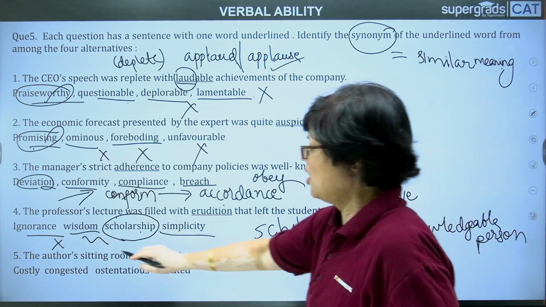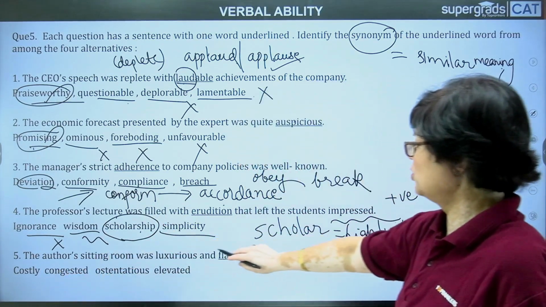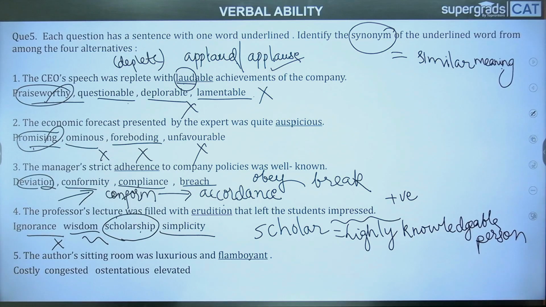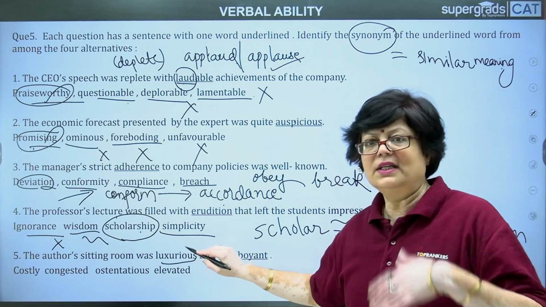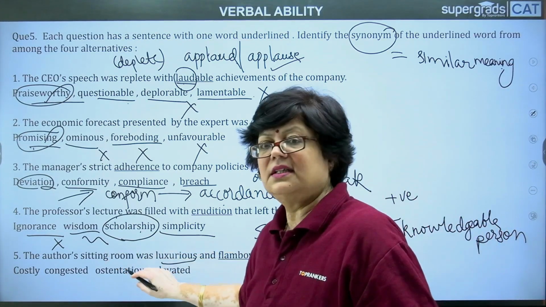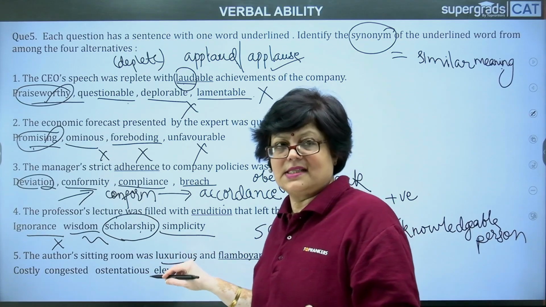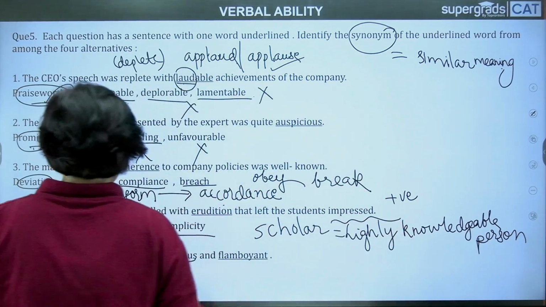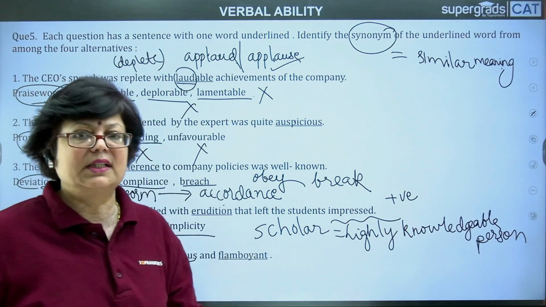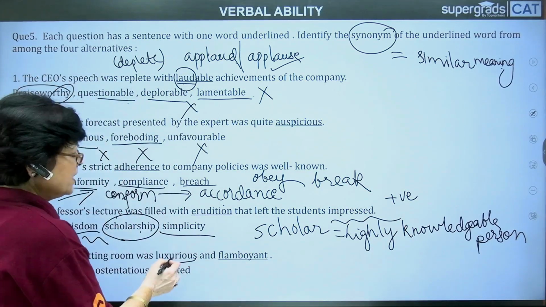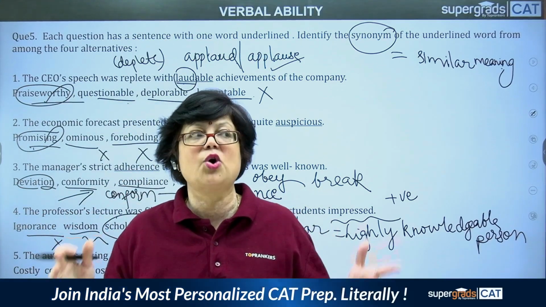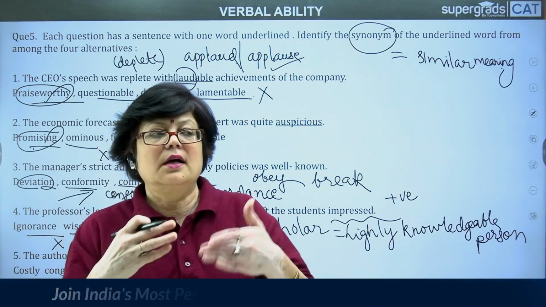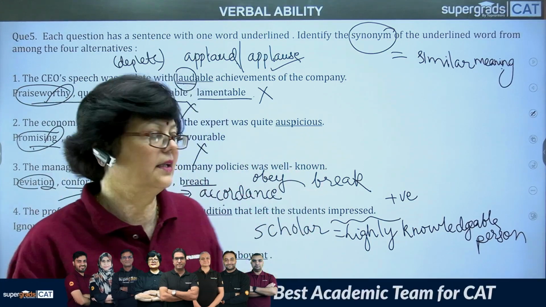Okay. The author's next question. The author's sitting room was luxurious and flamboyant. Luxurious, luxury, you understand luxury. Sitting room, dining, drawing hall, you can say. The person sits there and maybe he meets the people over there. That is the sitting room. Luxurious and flamboyant. Flamboyant means showing off, full of unnecessary show off, right? That is flamboyance.